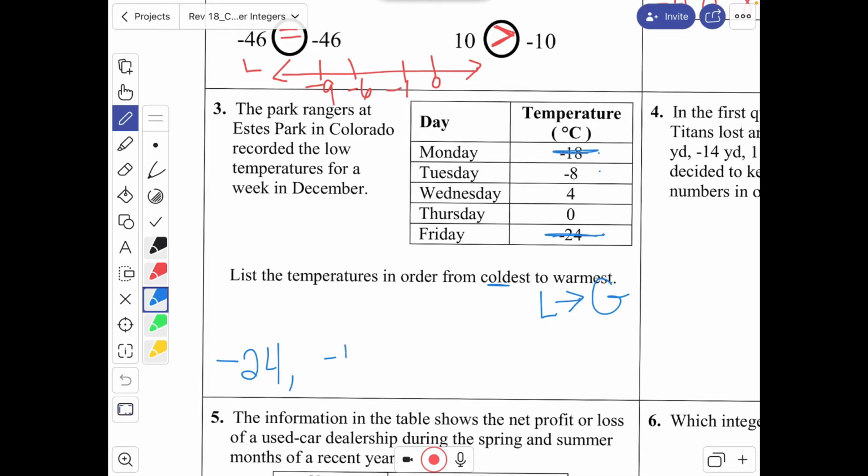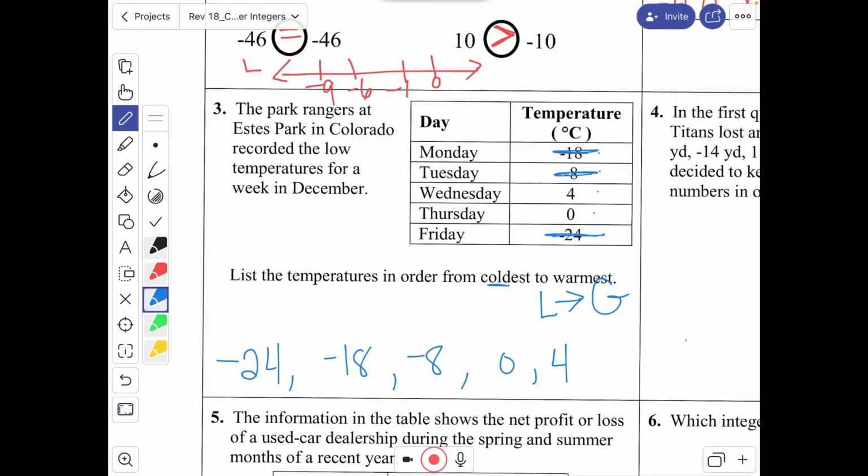And then -18. And then -8. Now we have just positive numbers, and 0 is smaller than 4.